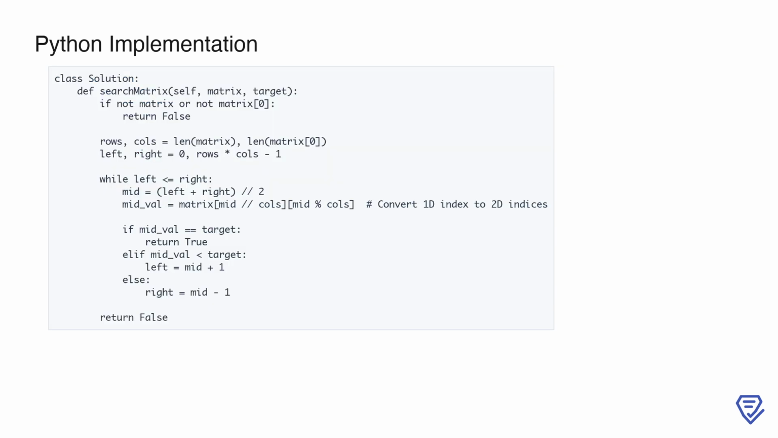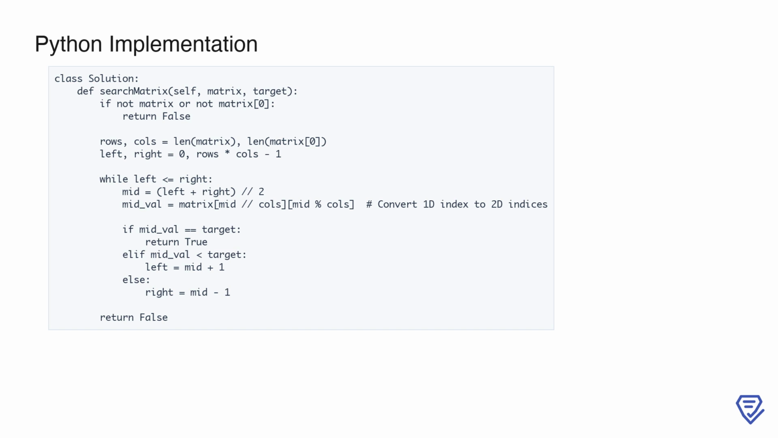This solution efficiently searches for an element in a 2D matrix using binary search. First, we check if the matrix or its first row is empty, returning false immediately in such cases. The number of rows and columns is determined, and we define a search range with left set to 0 and right set to rows * cols - 1.